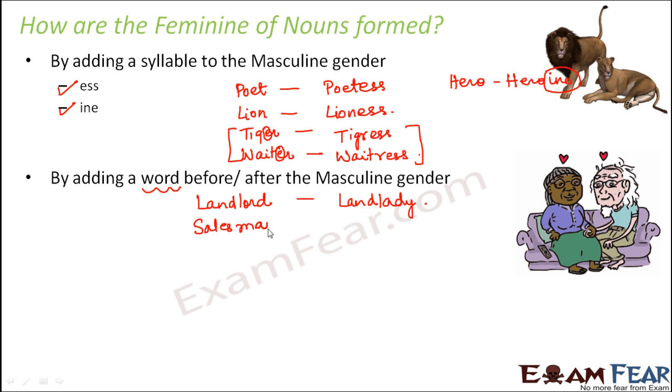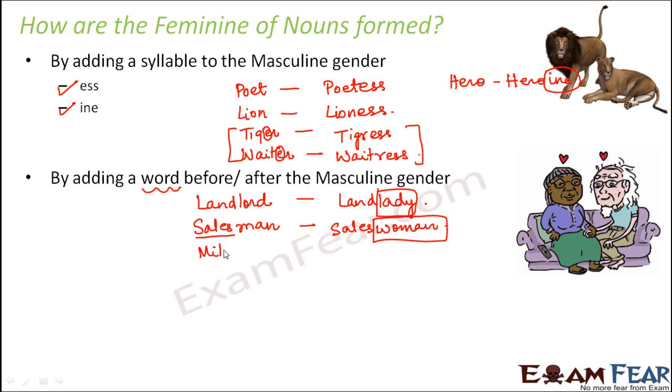Let's say salesman. So in this case, what do we do? The first part remains the same, that is sales would remain the same, but we would add a feminine word after sales, and that is woman. So salesman becomes saleswoman. So you see, we are basically adding a feminine word to the existing first half of the word, right?